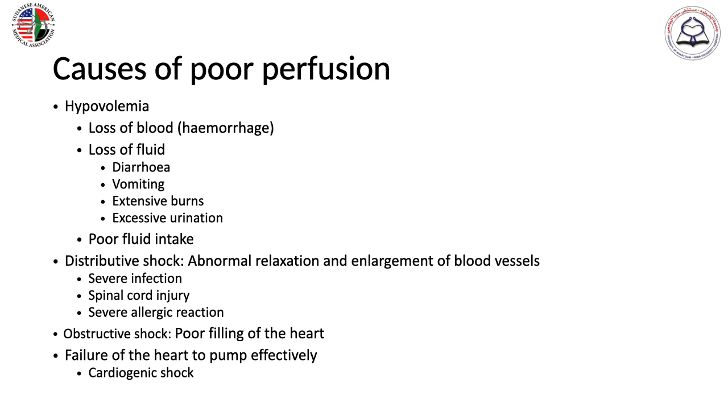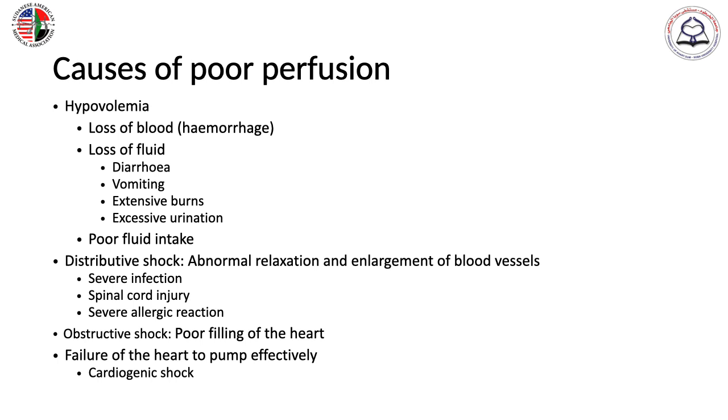First one is hypovolemia, which is the commonest. Hypovolemia could be due to blood loss, and then it is termed hemorrhagic shock. It could be due to fluid loss, like in vomiting, diarrhea, excessive burn, and excessive urination, as in diabetic ketoacidosis, and also due to poor fluid intake, as in dehydration.